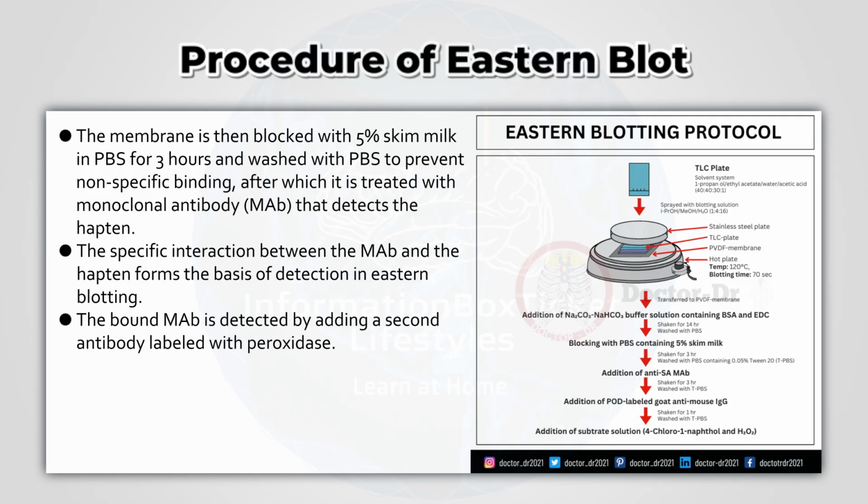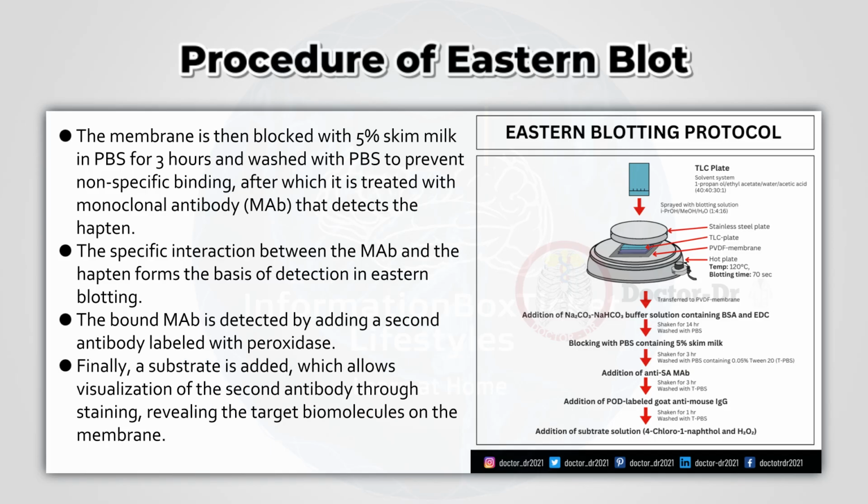The bound MAB is detected by adding a second antibody labeled with peroxidase. Finally, a substrate is added, which allows visualization of the second antibody through staining, revealing the target biomolecules on the membrane.